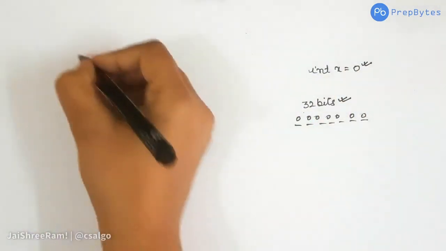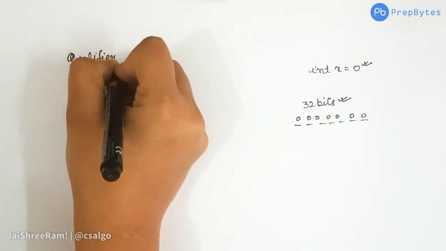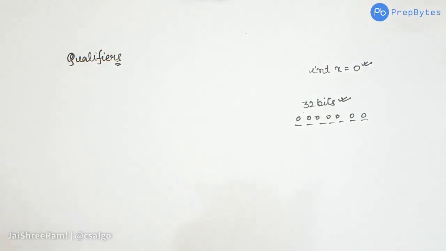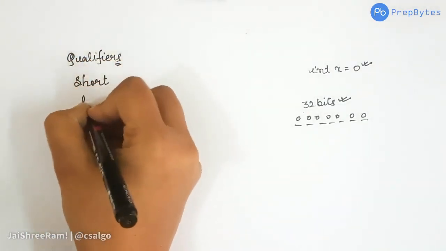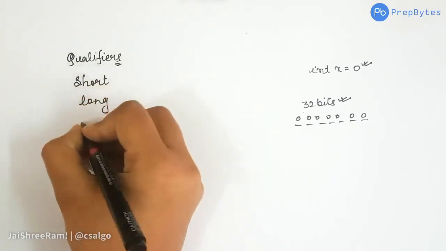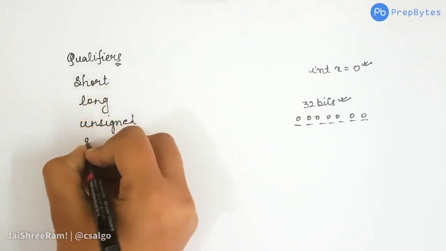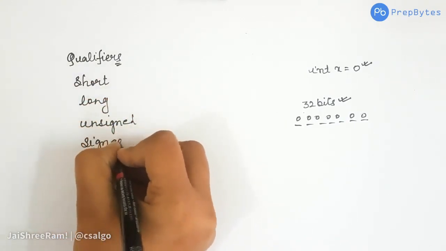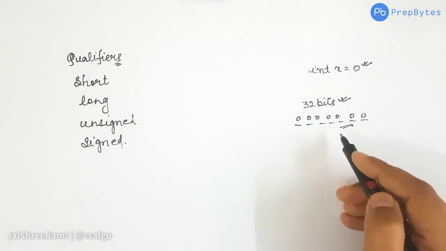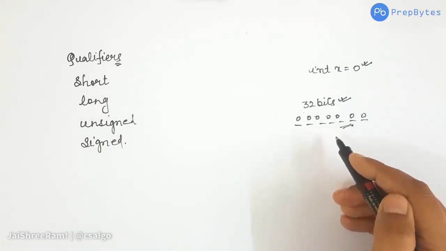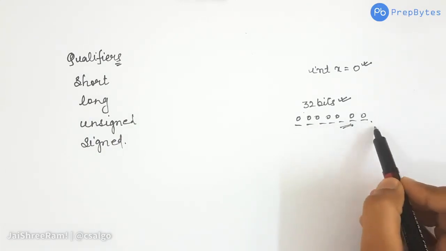We have various qualifiers. I'll tell you what they are: short, long, unsigned, signed. So this is one test case that I discussed. If I have to store a very small number, in that case also I will occupy 32 bits.